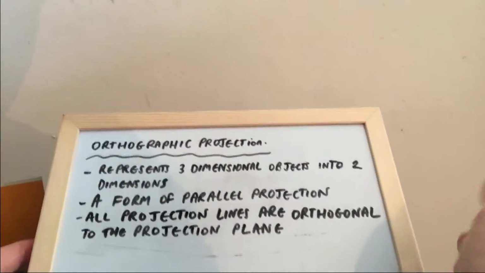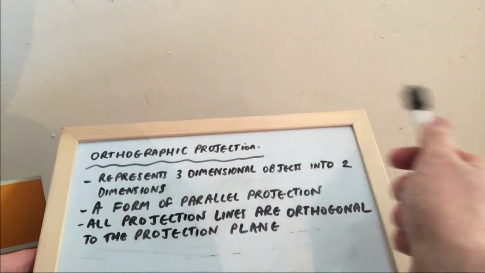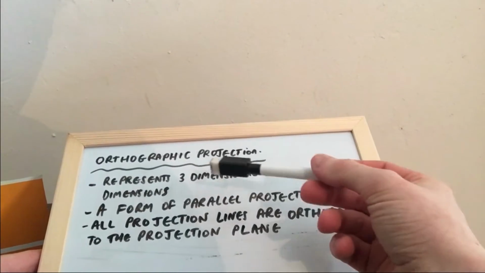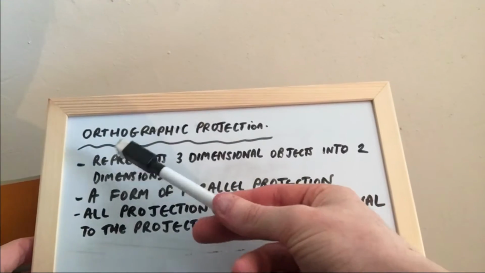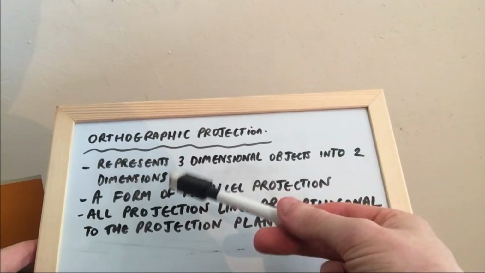Hello, today I'm going to talk about orthographic projection. I'm just going to go through the basic properties of it and what it entails. So firstly, what it is: it represents three-dimensional objects in two dimensions.